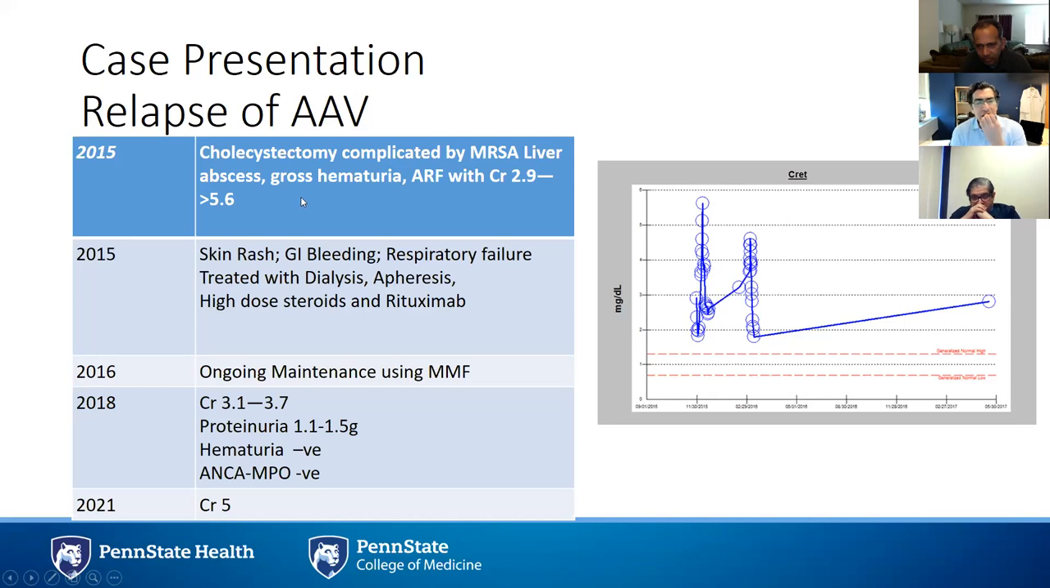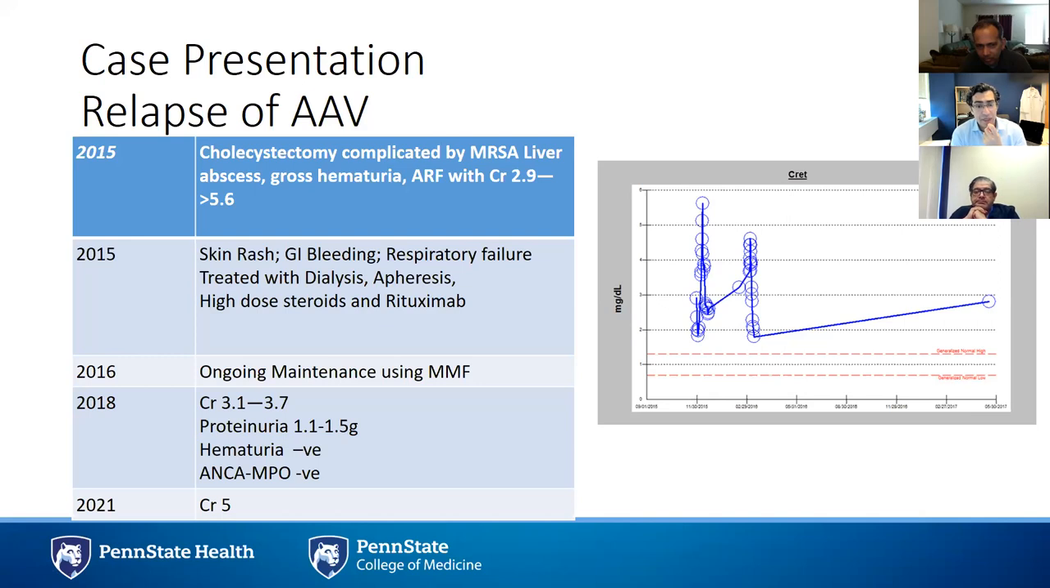So he was sent back, and a few months later, I think he was at rehab. He developed a skin rash, GI bleeding, and respiratory failure, and then he was shipped to us again.